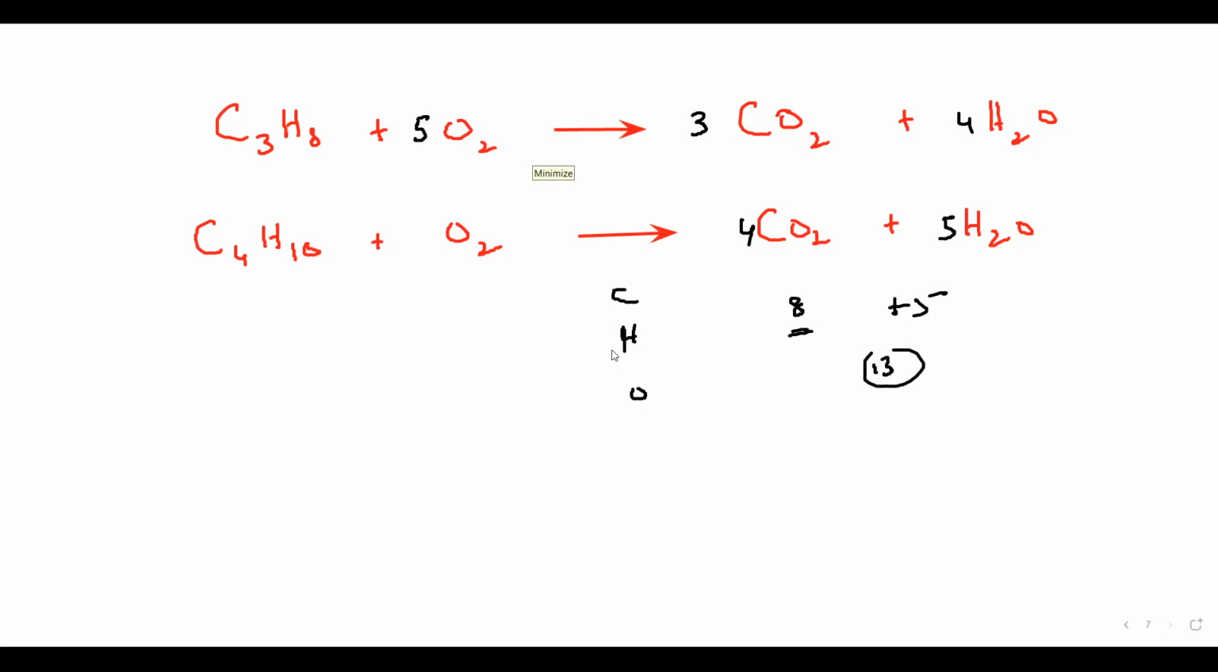So the number that should be multiplied by 2 to get 13 is 6.5, because 6.5 multiplied by 2 will give us 13. But again the problem, we cannot use a decimal here to balance. So what we will do, we'll multiply the whole equation by 2.